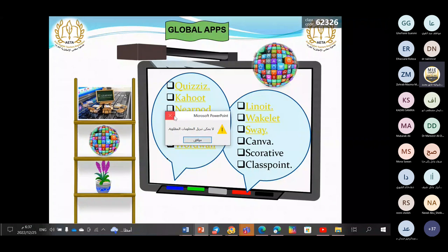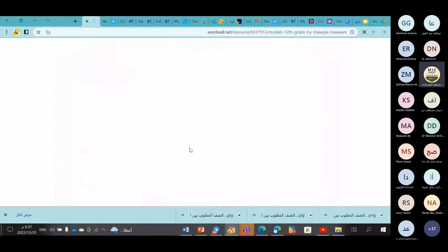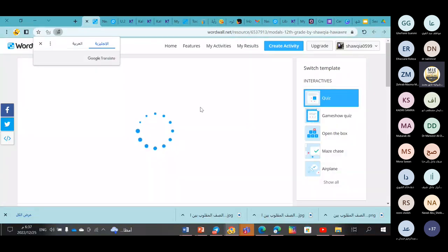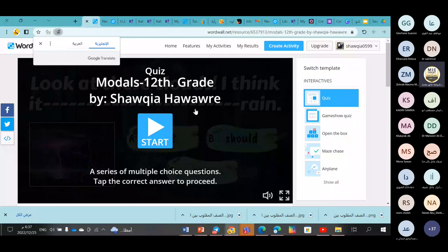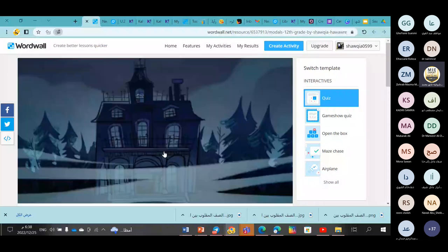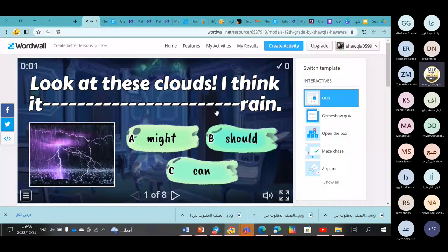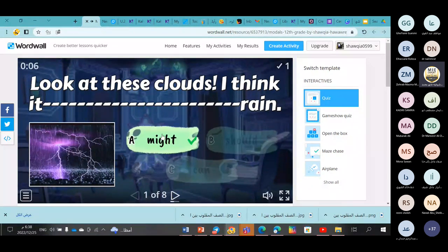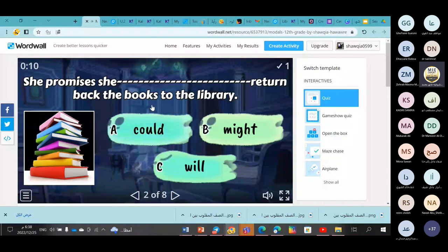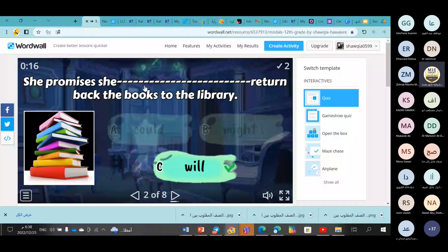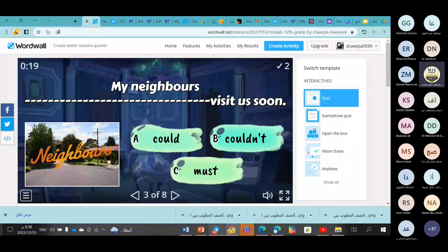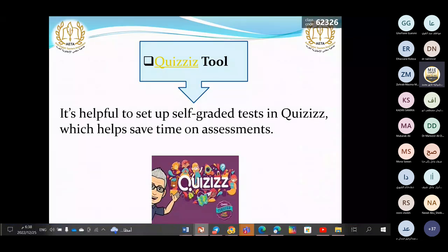You can also use Wordwall. It is another app. Look here, you can create many games using this one. It is about modals, for example, for my 12th grade, I prepared this. Look here, in a nice way, in an engaging way, in a motivating, funny atmosphere. Yes, if it is right, it will put a tick. If it is not, it will put an X. He promises, she will, for example, yes, etc. So you can proceed with it, but for the sake of time, I will move to the other one.